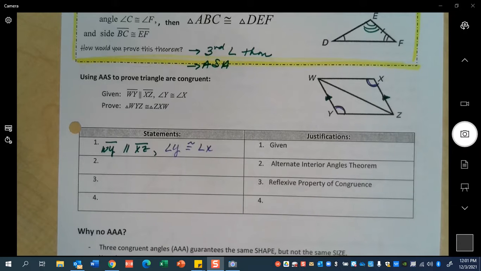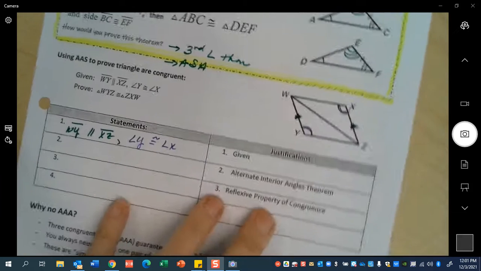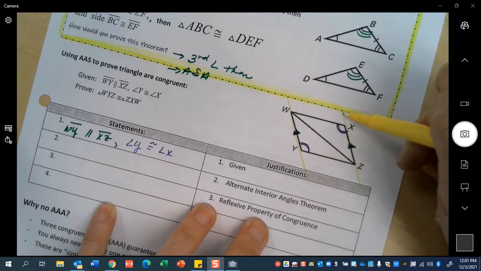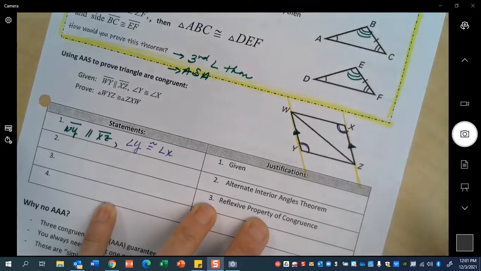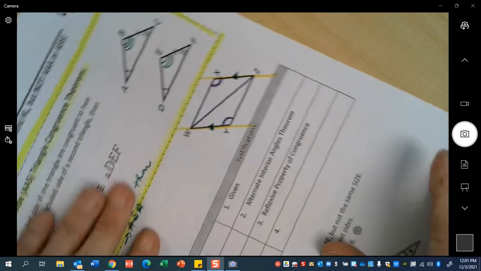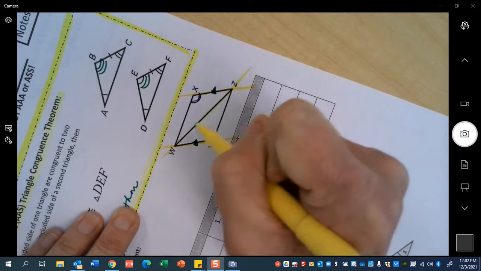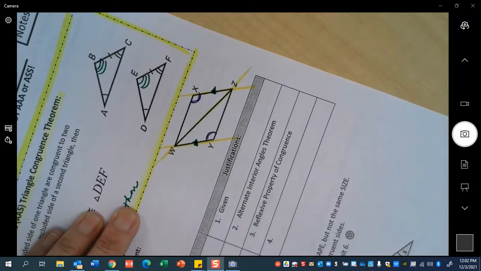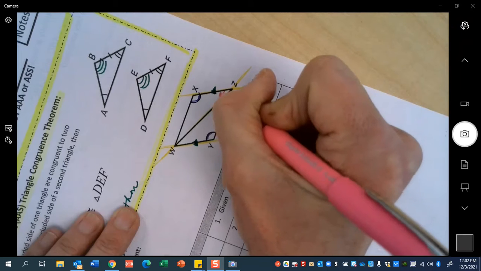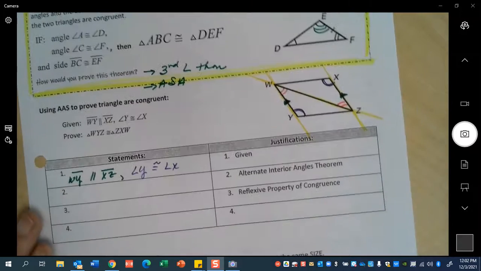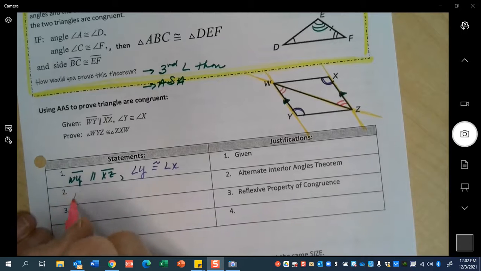All right, that's been our given. Now we have our alternate interior angles theorem. So I got to go find me some alternate interior angles. Again, if it's easier for you to extend your sides, please do so. If it's easier for you to spin your paper so that you can see your transversal, please do so. Because here is where I have alternating interior angles. Do you see them now? Yes.